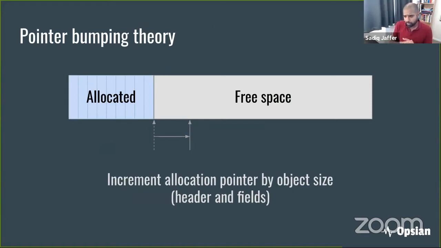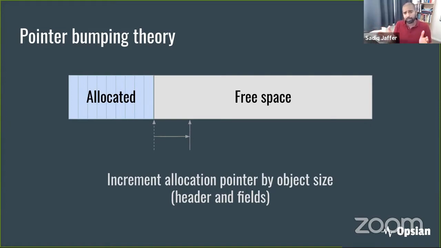Well, Java uses something called pointer bumping. Now, the way pointer bumping works is we have a fixed region in which we want to allocate. We have a pointer to our current position in that region. And then when we want to actually do an allocation, what we do is we bump the pointer by some amount, where that some amount is the size of the object we want to allocate. And in Java, the size of the object we want to allocate is the size of the object header, and then the size of the fields that are in that object.